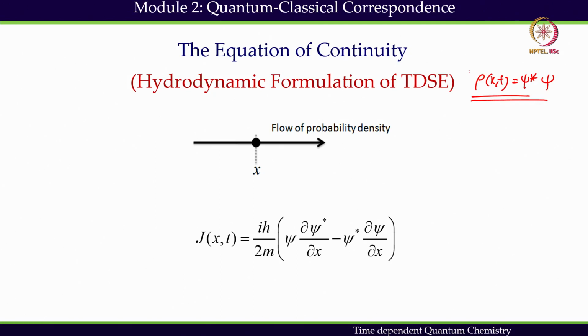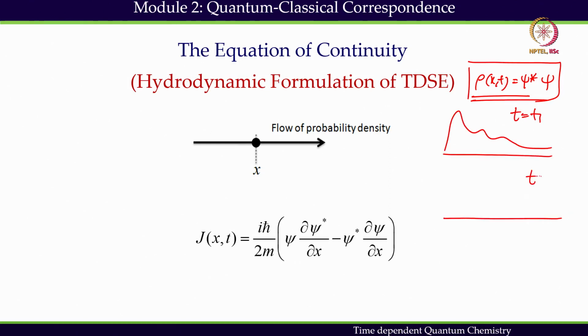About this probability distribution function, I have also mentioned that at t equals t1 time, the probability distribution function can be like this, and at t equals t2 time, it can be like this. When the probability distribution function is changing as a function of time, it is manifesting the quantum dynamics. This is the x space. So, the probability distribution function has to change as a function of time to manifest quantum dynamics.